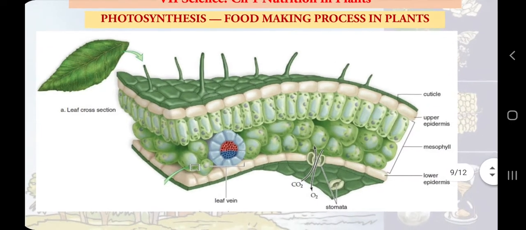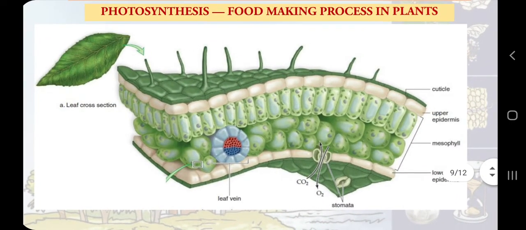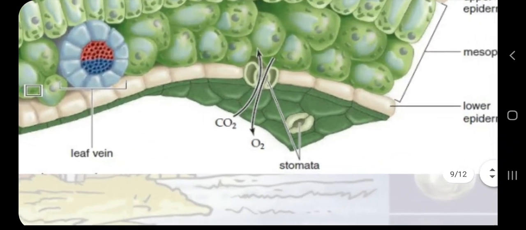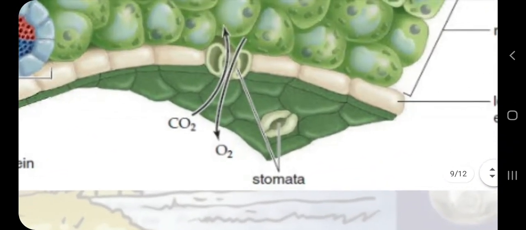This is the internal anatomy, in a three-dimensional way, of a leaf. Here we can clearly see that the upper skin has one layer, the cuticle, and then the upper epidermis, meaning the upper skin made up of skin cells or epidermal cells. The lower skin has stomata. Here we can see stomata from the outside.